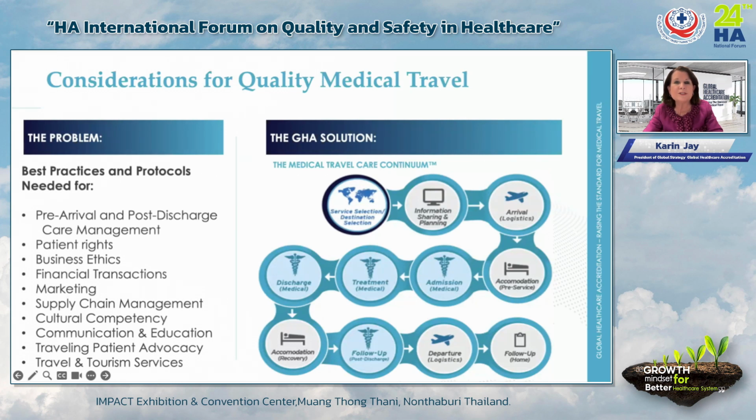So we have many considerations for quality in medical travel, and Global Healthcare Accreditation has really addressed a lot of these in the need for best practice and protocols for all sorts of things, from pre-arrival through business ethics, patient rights, financial transactions, communication, travel and tourism, patient advocacy, and others. But we really want to focus on this diagram where we have the entire travel continuum outlined. So really that whole care process for the traveling patient happens well before they leave their own home. And making sure that, again, we're coming back to the communication and education needed for that traveling patient throughout the continuum of care.